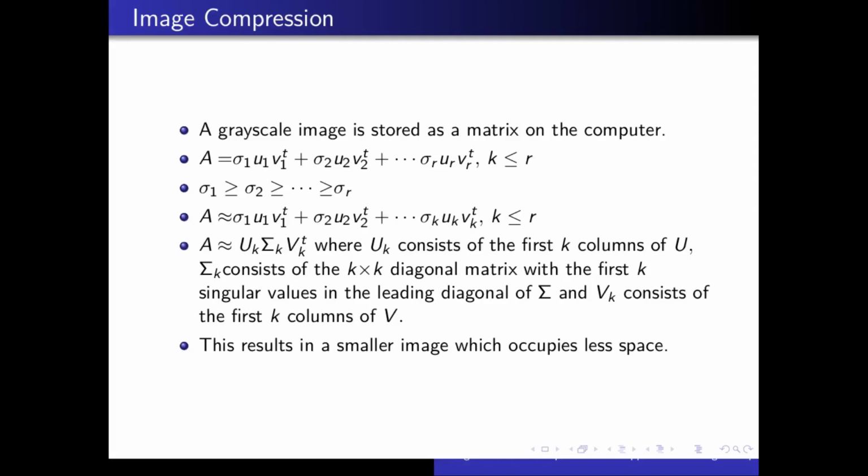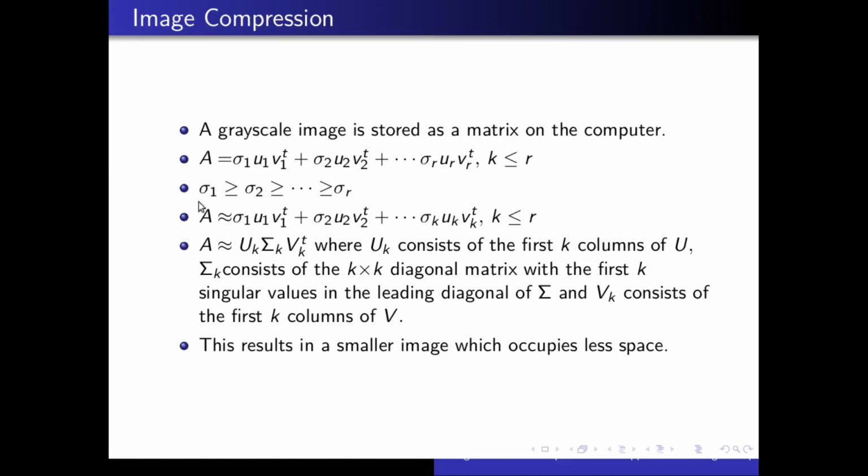So an image in the computer is usually stored as a matrix, and usually you want to use as little space as possible when you store the image. So it helps if you can compress it and make it smaller. So this concept of singular value decomposition can be used to compress the image, because it is just stored as a matrix.